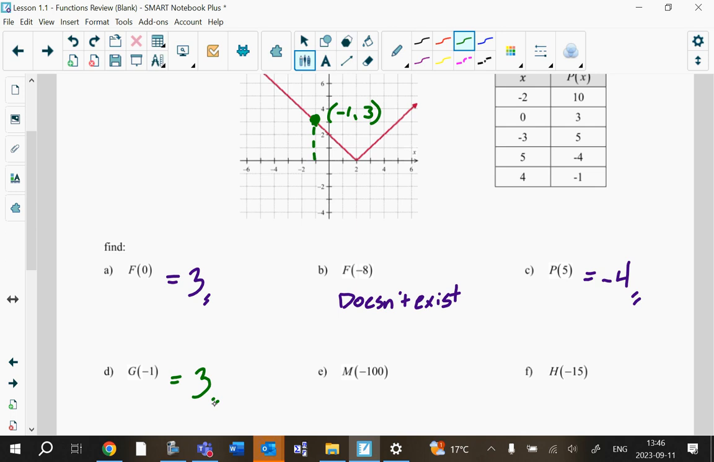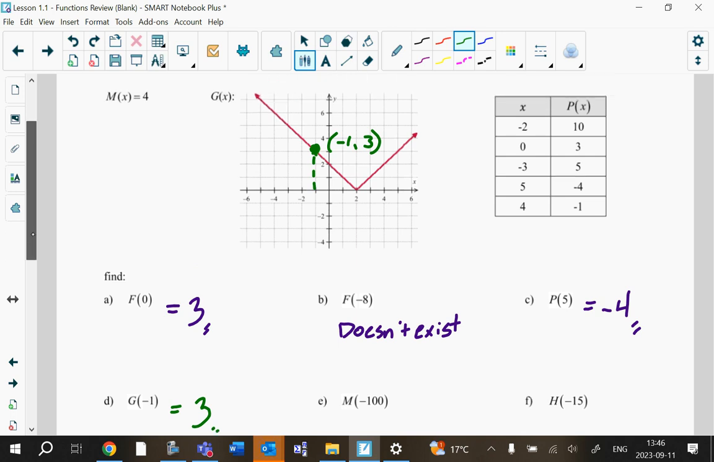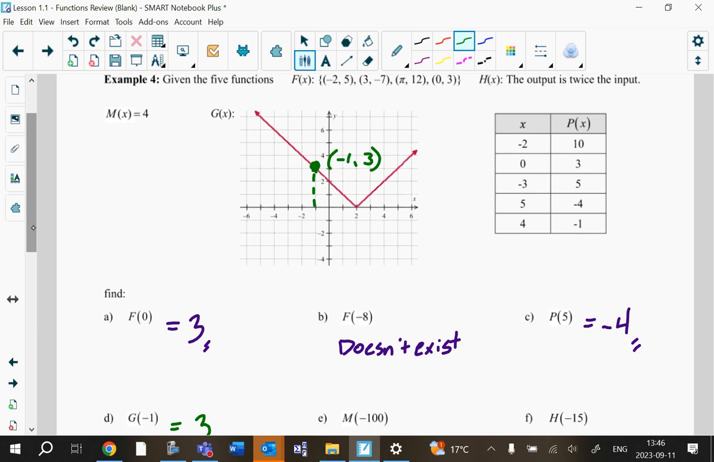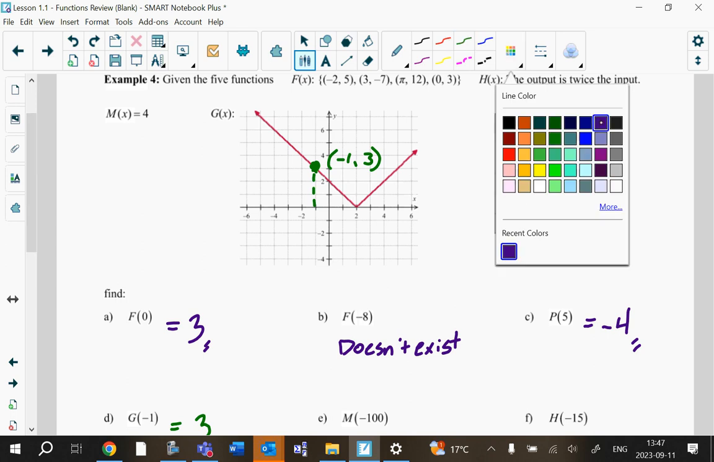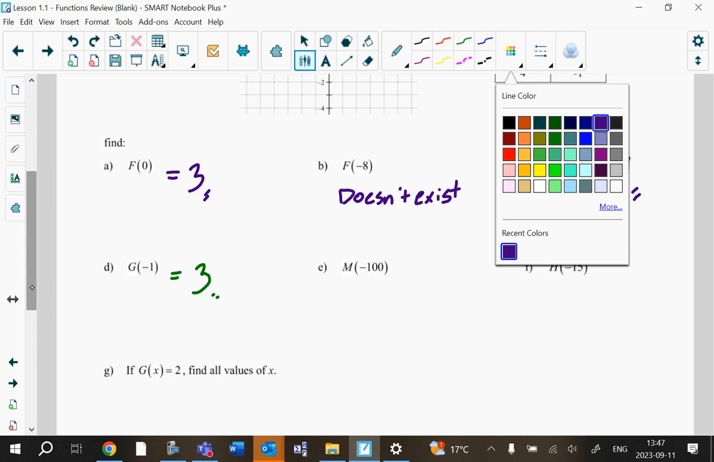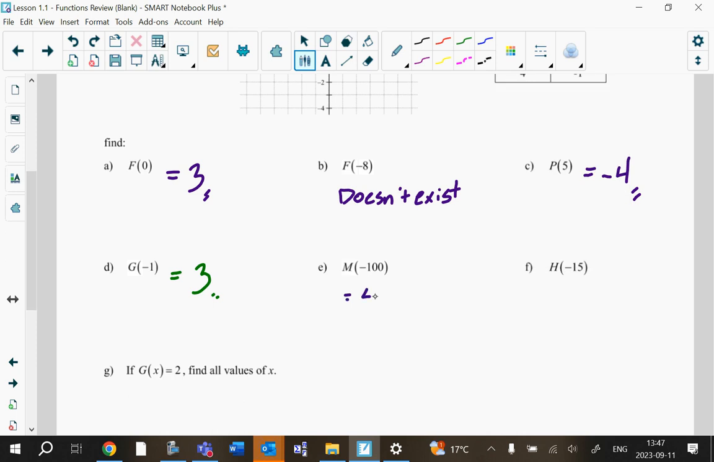M of negative 100. Well, here's function m. Any ideas? Is there an x to plug in? No. What's the answer all the time? 4. So really, it doesn't matter what this number is. The answer is always going to be 4. Because there's no x to plug in. There's no calculation to be done. So it's just going to be 4.